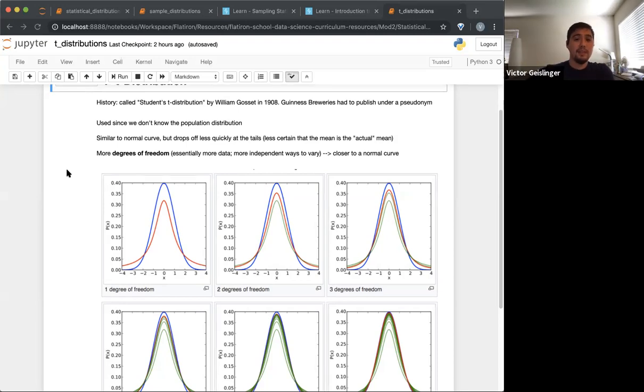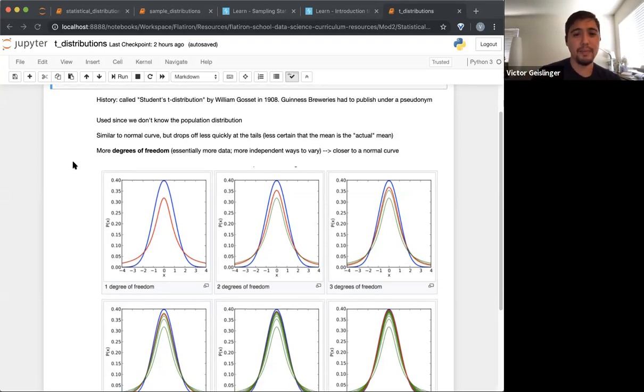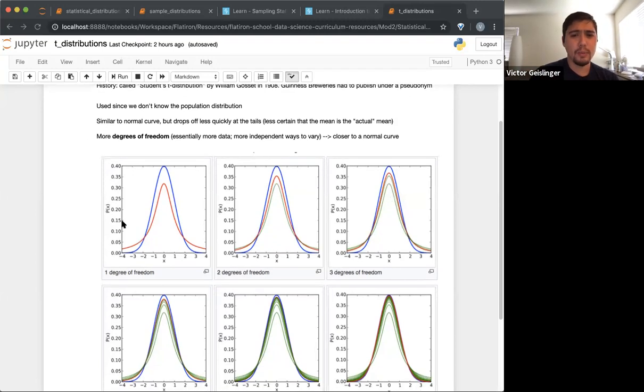So you can see, this is directly from the curriculum itself, it's similar to a normal curve, but it kind of drops off here. It doesn't quite drop off as quickly. This red is the t-distribution with 1 degree of freedom, which we'll talk about in a second. Basically the normal curve right here is much spikier. We're less likely to land in these edges. And that makes sense if you think about what I was just talking about before.